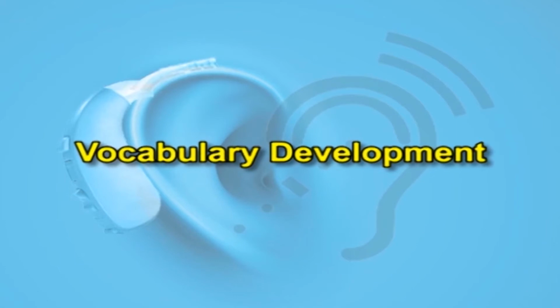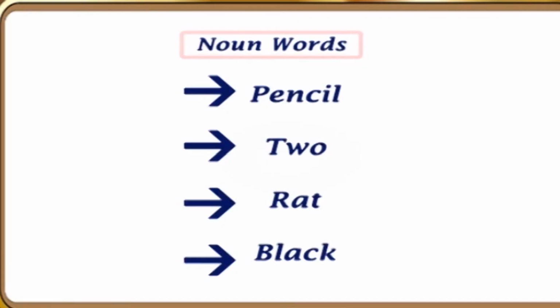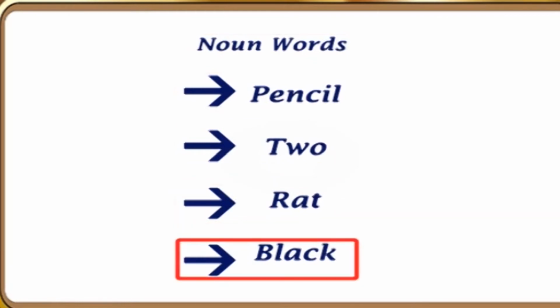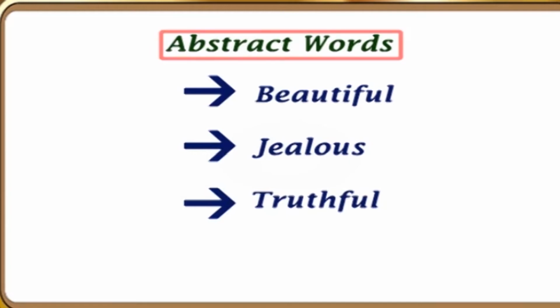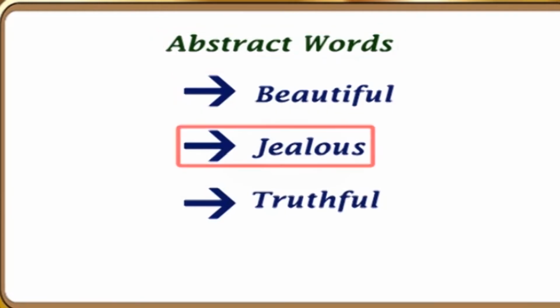Deficiency in language skills may limit vocabulary development. Such inadequate knowledge of vocabulary may affect reading skills and limit comprehension. Vocabulary development of congenital hearing impaired children. Children who have a hearing defect have poor vocabulary development. Children with a hearing loss hear noun words like pencil, two, rat, black more easily than action words. They have difficulties with abstract words like beautiful, jealous and truthful.